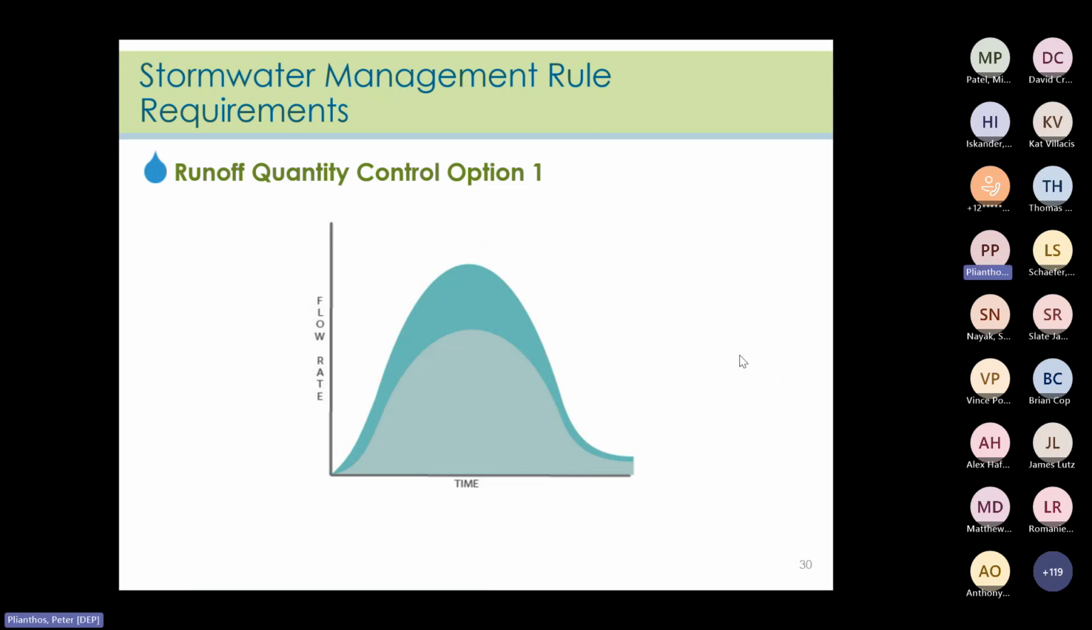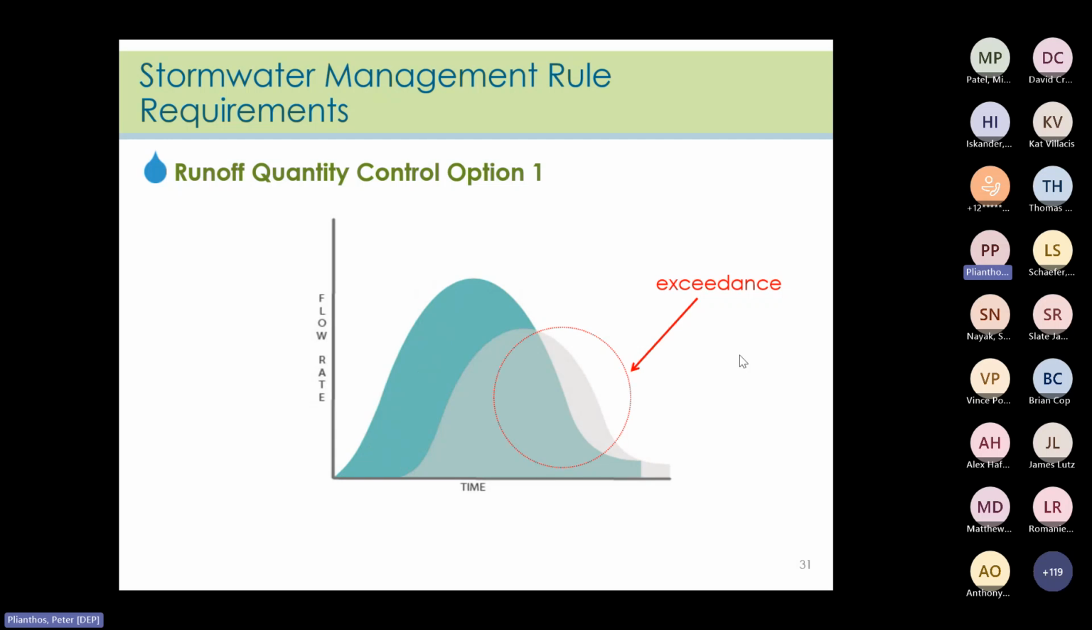An example scenario that meets this standard can be seen here, where the post-construction runoff hydrograph, shown here in gray, is contained entirely within the bounds of the pre-construction runoff hydrograph, shown in teal. And an example scenario that does not meet the standard can be seen here, where a shift in timing results in the post-construction hydrograph exceeding the bounds defined by the pre-construction hydrograph.